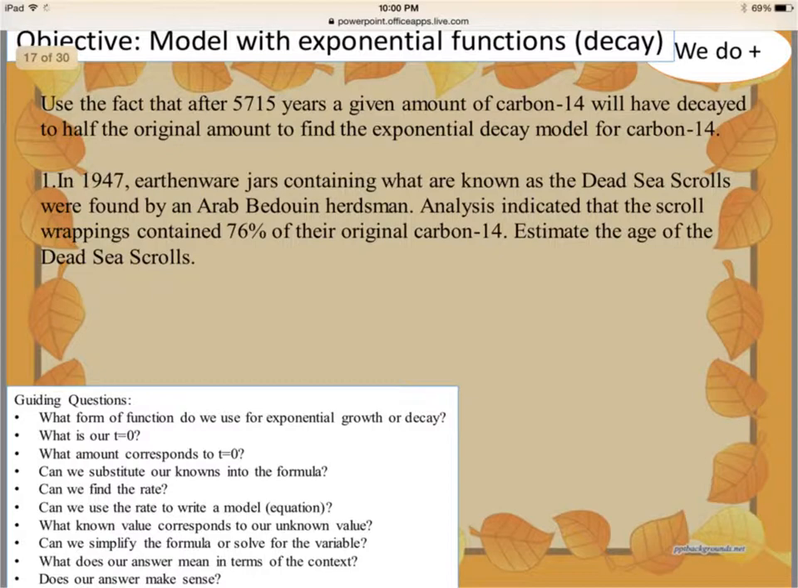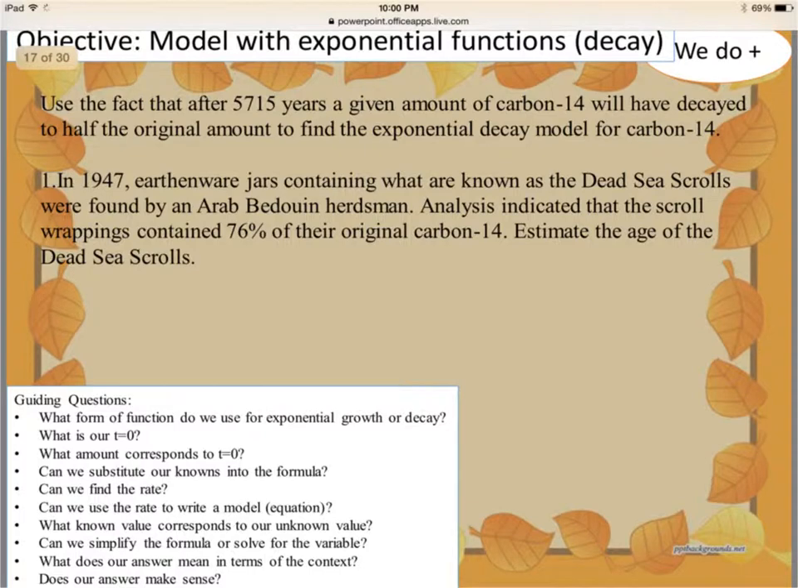The problem says, use the fact that after 5,715 years, a given amount of carbon-14 will have decayed to half the original amount to find the exponential decay model for carbon-14. Number 1. In 1947, earthenware jars containing what are known as the Dead Sea Scrolls were found by Arab Bedouin herdsmen. Analysis indicated that the scroll wrappings contained 76% of their original carbon-14. Estimate the age of the Dead Sea Scrolls.